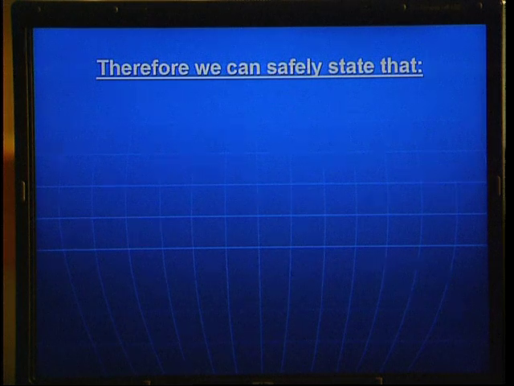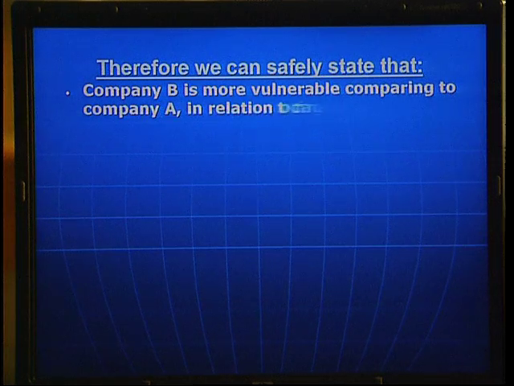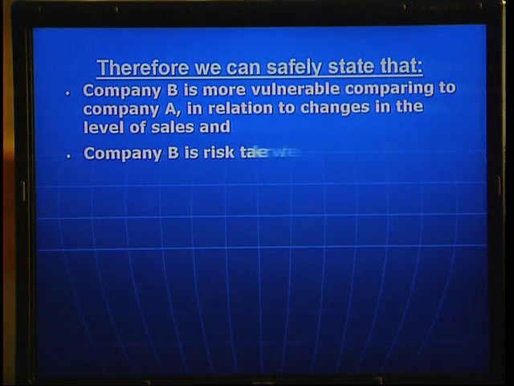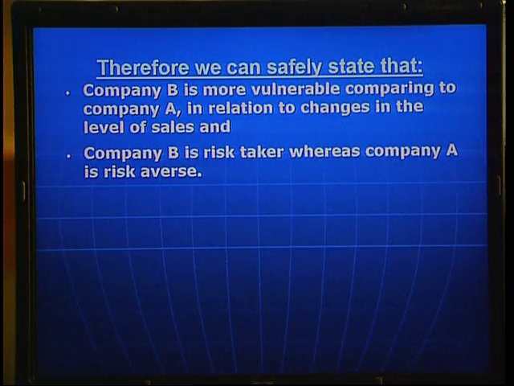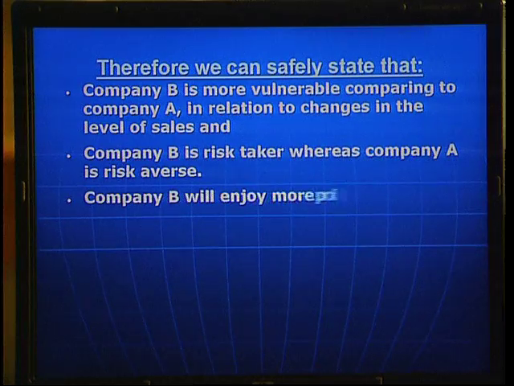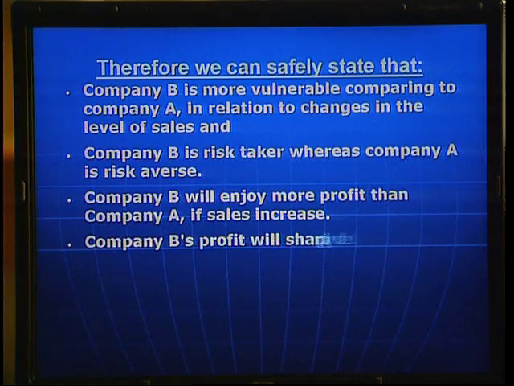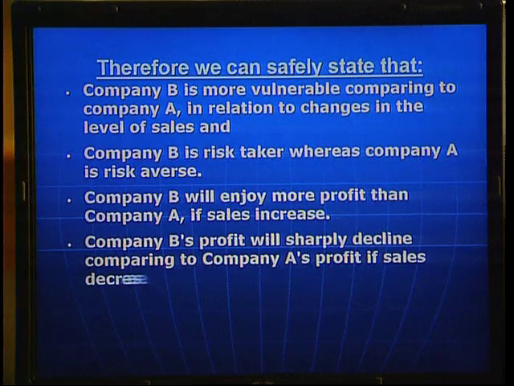Therefore, we can safely state that company B is more vulnerable comparing to company A in relation to changes in the level of sales, and company B is risk taker whereas company A is risk averse. Company B will enjoy more profit than company A if sales increase. Company B's profit will sharply decline comparing to company A's profit if sales decreases.